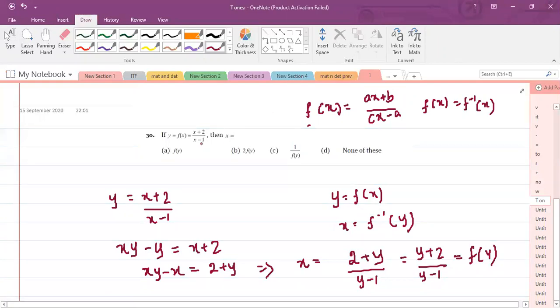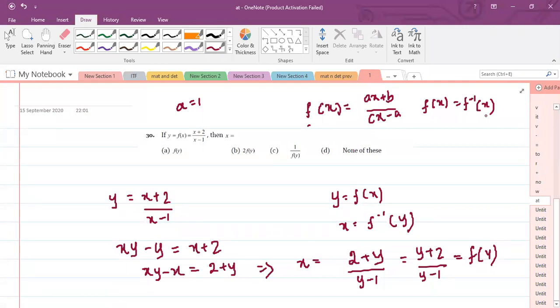Here also observe that a is equal to 1, and this minus 1 is in the denominator. Therefore it is in the form ax plus b divided by cx minus a. Definitely f of x is equal to f inverse of x, which means f of x will be equal to f of y itself. So you need not calculate up to this point. If you know this shortcut, you can apply it and say the answer is option A.